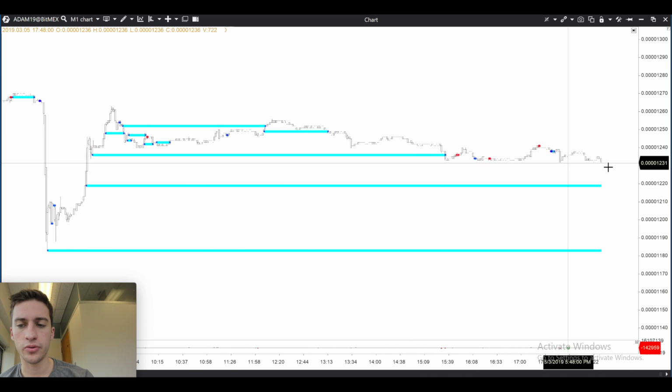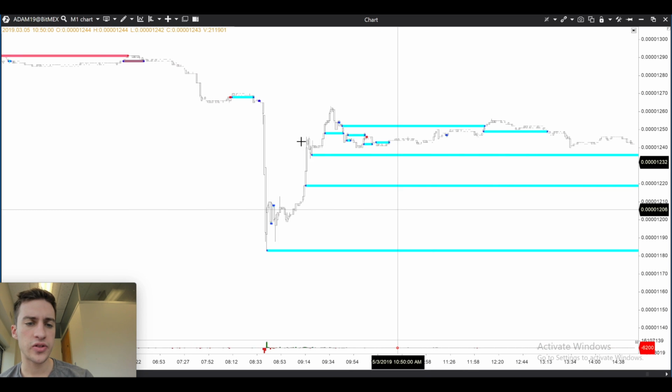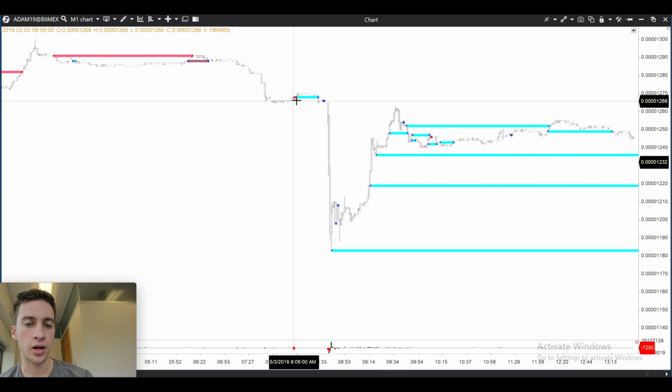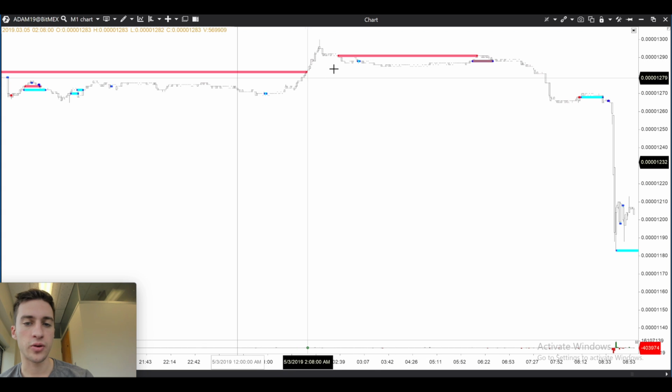So if the pattern holds, I wouldn't be shocked to see that 12.19 unfinished auction on that run up here for price to go down to there and resolve it. You can even see that before price fell, we had an unfinished auction that was resolved, and then price fell. We had an unfinished auction here that was resolved, and one that was perfectly resolved there.